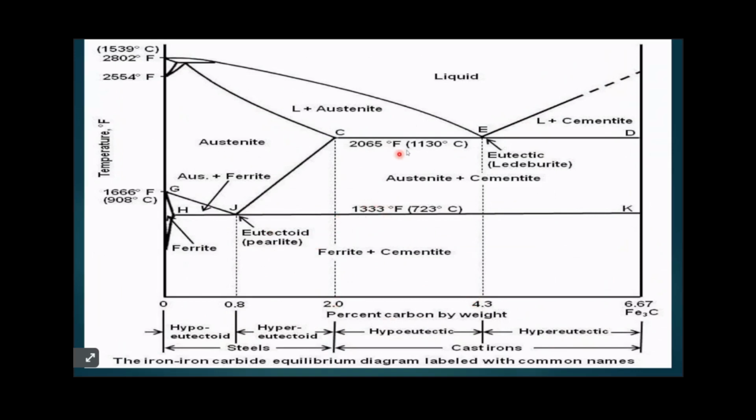So once again I am repeating, 1130 degrees Celsius is the high critical temperature, 723 degrees Celsius is the low critical temperature. And also, there are three types of reactions. First one is the eutectic reaction, then the eutectoid reaction, before that the peritectic reaction. Those reactions we are going to see next.